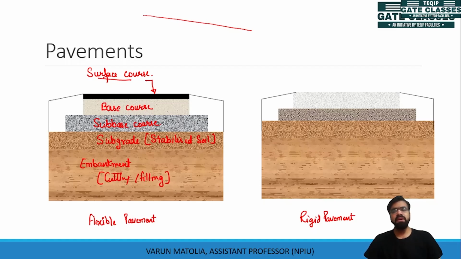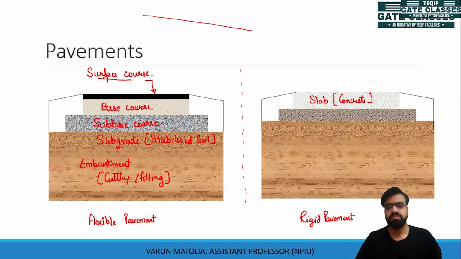This flexible pavement has another friend, another type of pavement, which is known as rigid pavement. This rigidity comes from its surface only. The surface course on a rigid pavement is actually a slab made up of concrete, or you can say cement concrete.